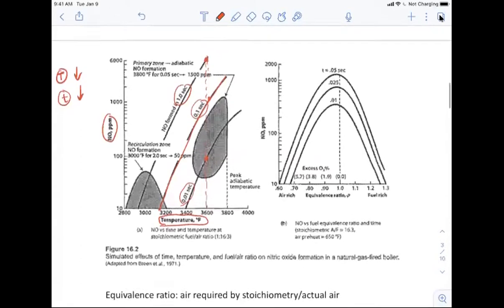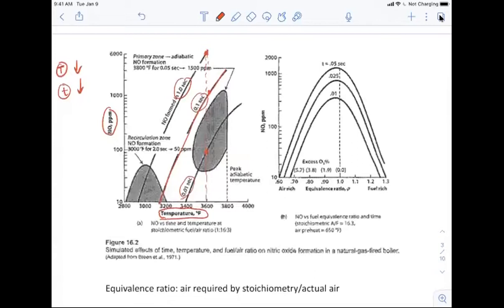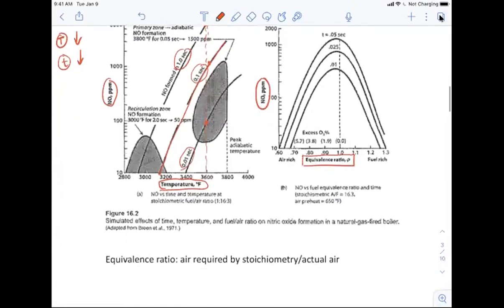Okay. So the figure on the right shows the internal combustion engines, like the car engines or the diesel engines. Okay, so what this is trying to describe is how the NOx concentration depends on the oxygen concentration. So instead of showing oxygen concentration, the parameter that people use is called the equivalence ratio. Okay, so equivalence ratio is defined as the air that's required by stoichiometry divided by the actual air amount.